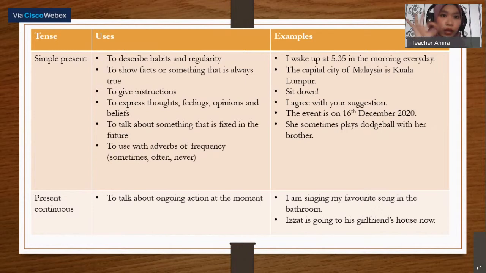All right. Okay, we have the example here. She sometimes plays dodgeball with her brother. All right. Okay, that is for simple present tense. So there are 1, 2, 3, 4, 5, 6 guidelines for you to use whenever you want to use simple present tense. You can think of these 6 guidelines when you want to construct your sentences.